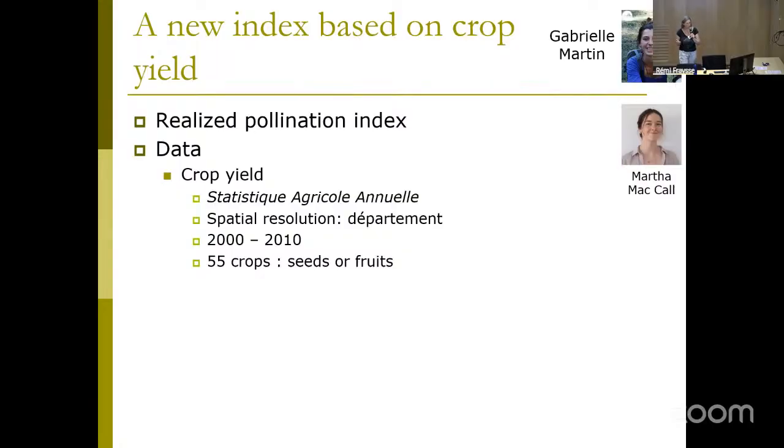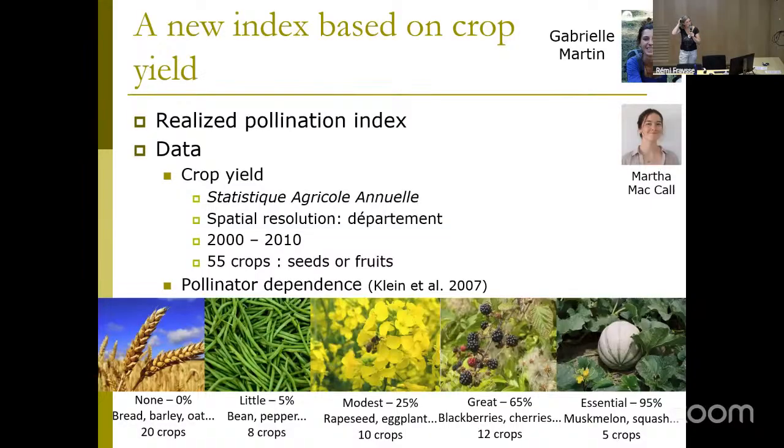And at the time, we had data over 2000, 2010 for 55 crops whose yield depends on the production of seeds or fruits, so depends on pollination. And we also use data on how much the yield of this crop depends on animal pollination. And this is an index that varies between 0 and 100%, and that measures how much yield is reduced when pollinators are excluded. So this goes from no effect of pollinator exclusion for crops independent of pollinators, such as bread wheat or other cereals, to crops that are completely dependent on pollinators. If you remove pollinators, you have barely any production of seeds or fruits.